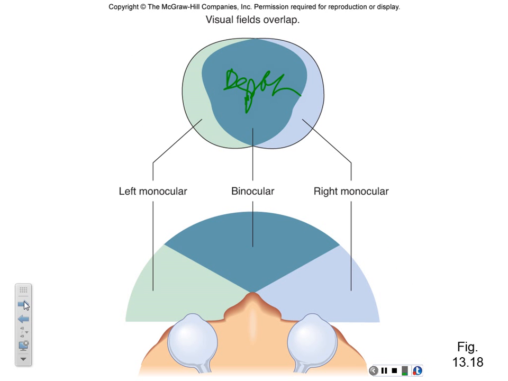So you can see the distance of the object away from you, and binocular vision is that.